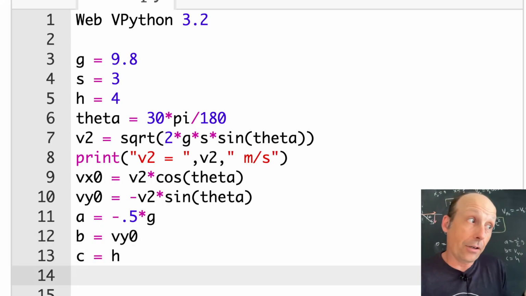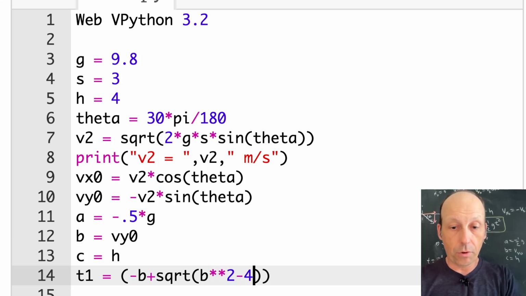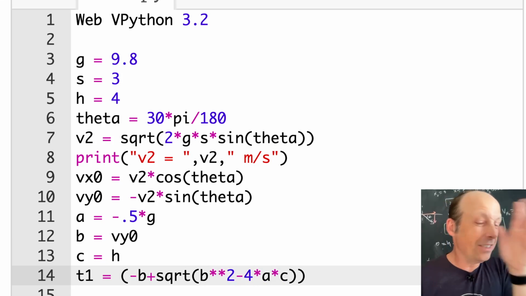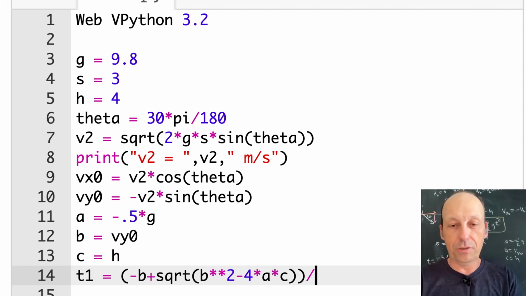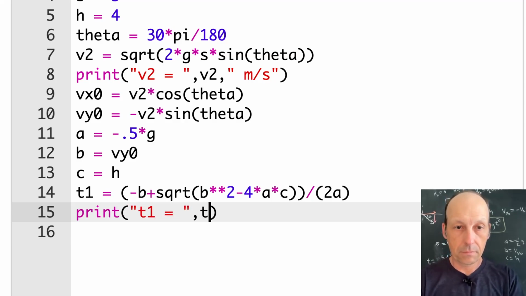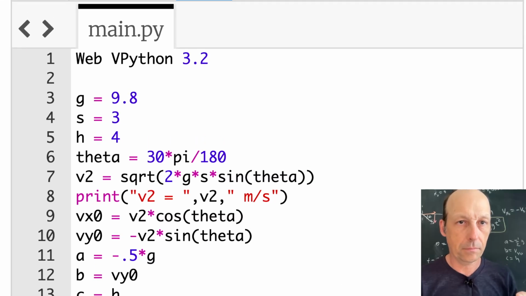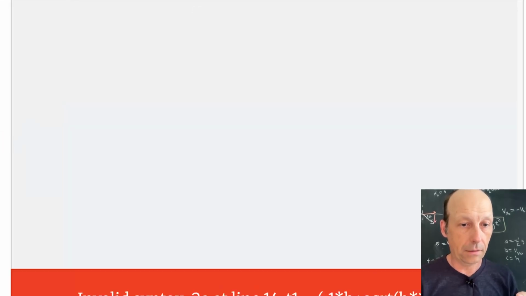So now I'm going to calculate t1. So t1 is going to be negative b plus the square root of b squared minus 4 times a times c. So you notice I don't have to simplify that at all because I'm just using the quadratic equation, divided by 2a. And let's print t1. And I'm going to put the units because I'm a careful person. Let's just run that and see if it works. And it didn't.